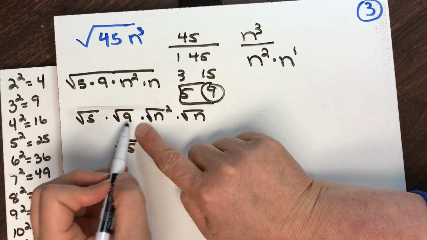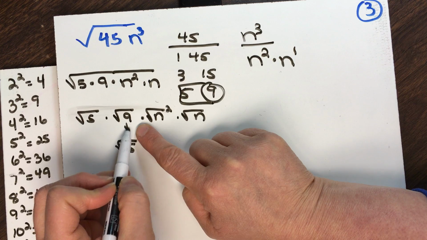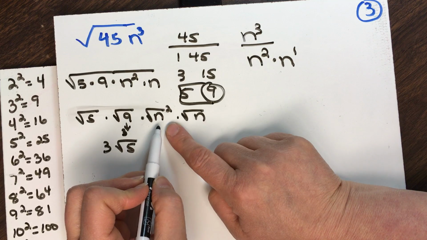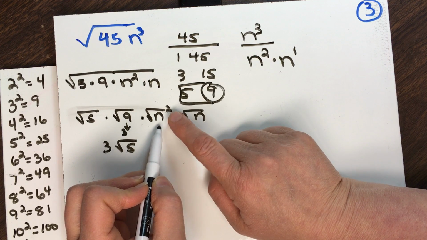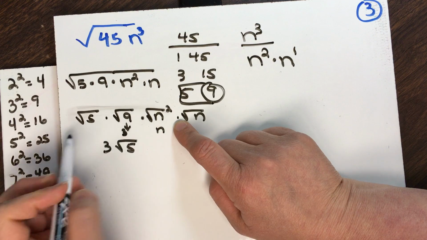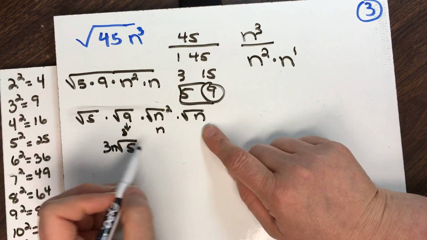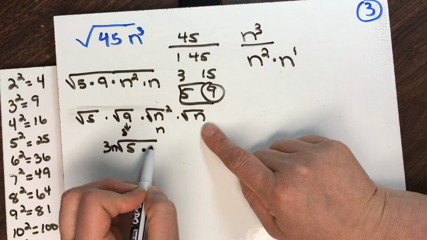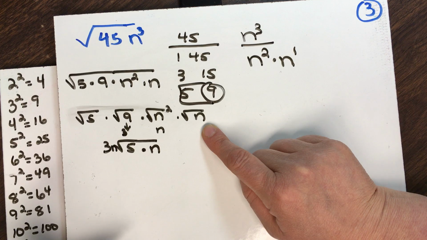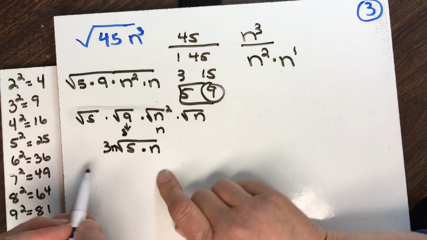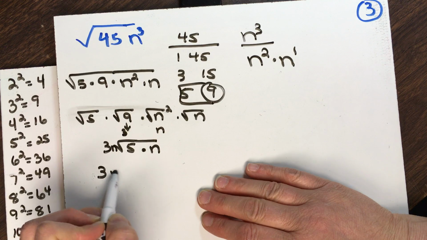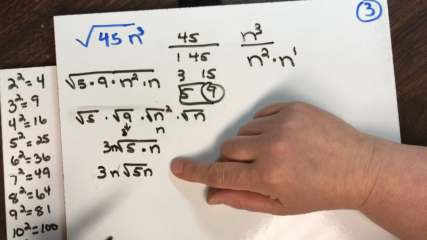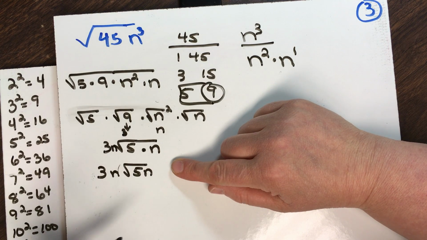I can do something with the 9. That would be a 3, so I'm going to put that on my outside. I can do something with n squared. That would be an n, so I'm going to put it right here. And I can't do anything with this, so that would be here. Now let's put it all back together. That would be our final answer. Give these a try.